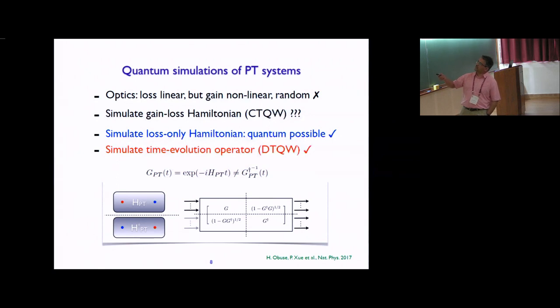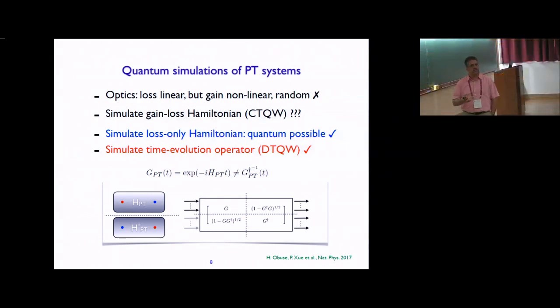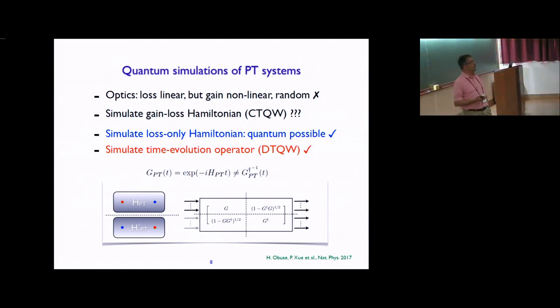Whether you can really simulate a gain-loss Hamiltonian, or in other words, can you create a fundamentally quantum system which has a gain and a loss? It has to be a bosonic system, obviously, because you have gain. Okay? With fermions, the Pauli principle will exclude that. So this one is a question, because I'm not aware of an answer. And I have talked to people and have not really seen an answer which is satisfactory, whether you can do it.